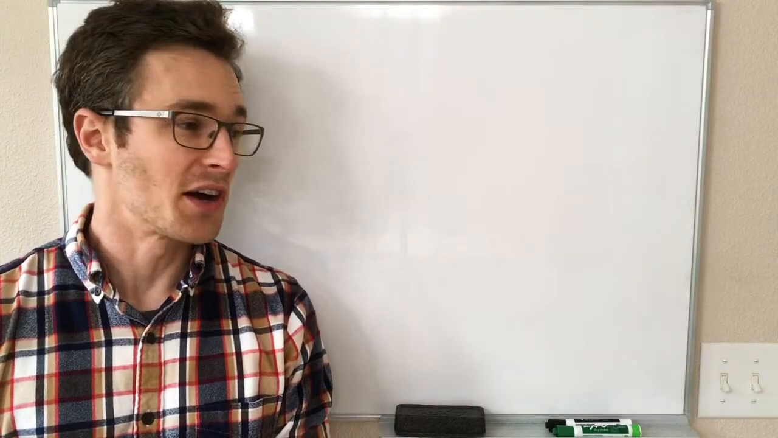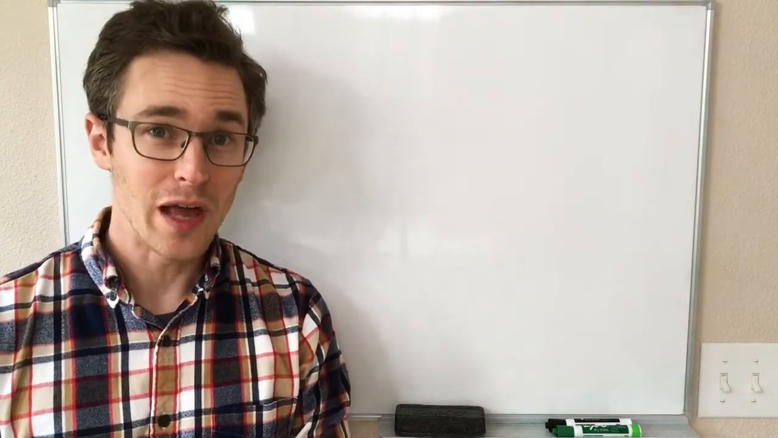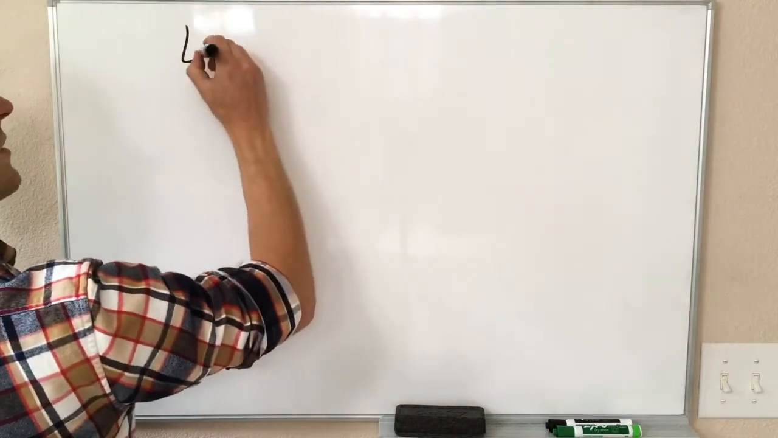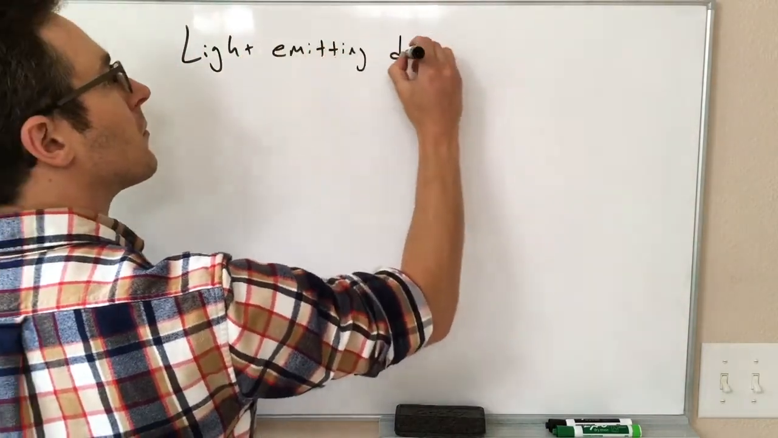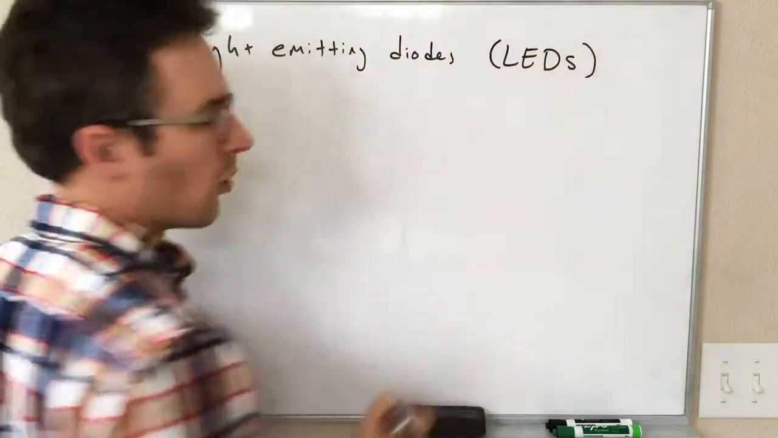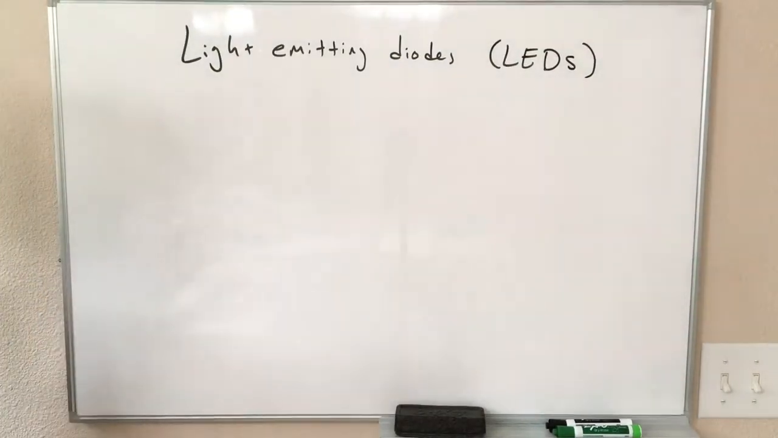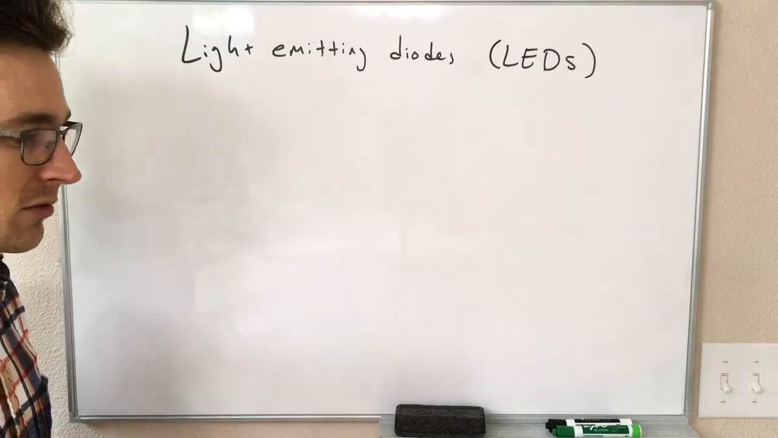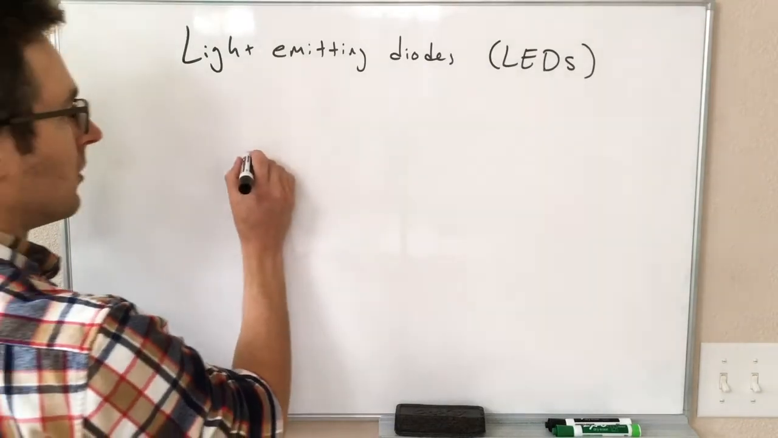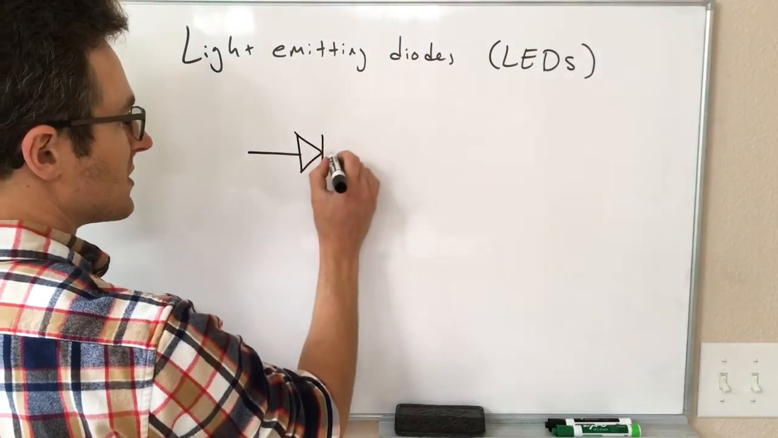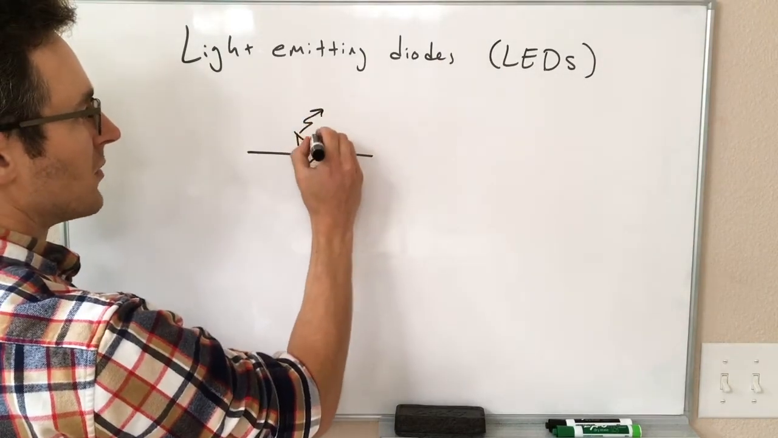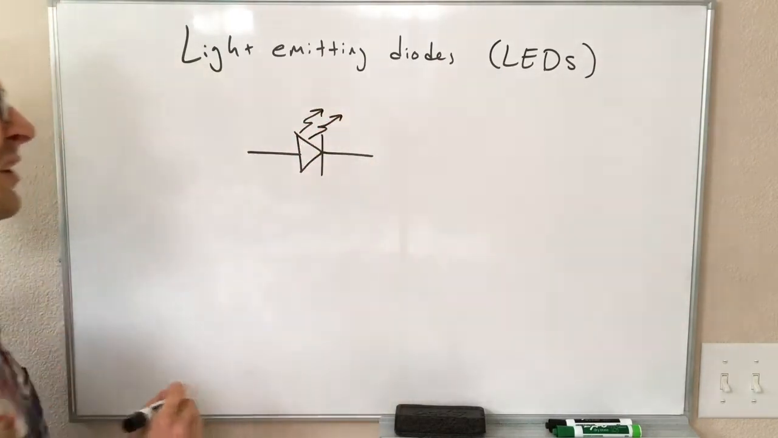In this video, I wanted to talk about one of the more visible applications of diodes, and that is light-emitting diodes, or as we know them more commonly, LEDs. So in circuits, LEDs behave very similar to diodes. Their symbol is almost the same as a diode. They're drawn with little arrows pointing away from them most commonly.